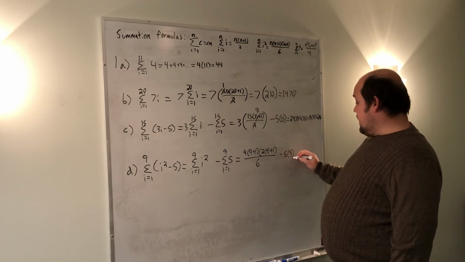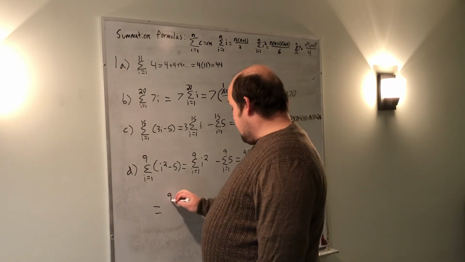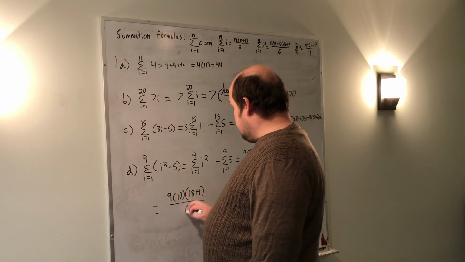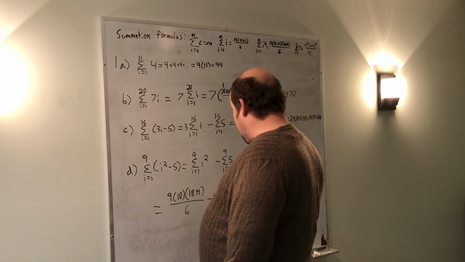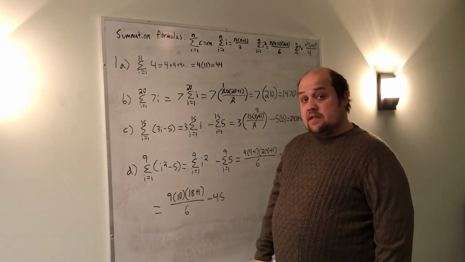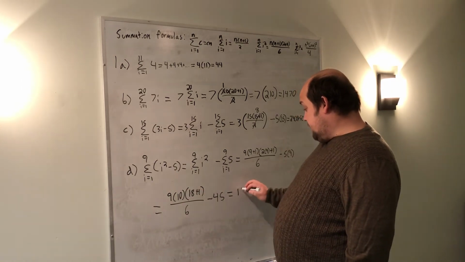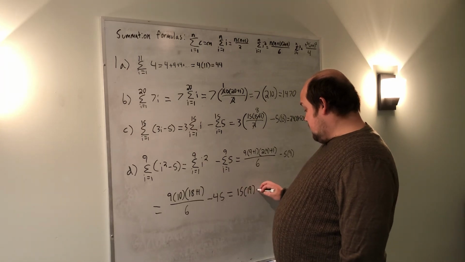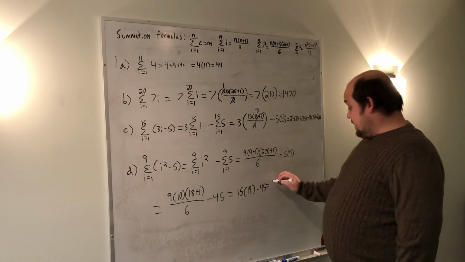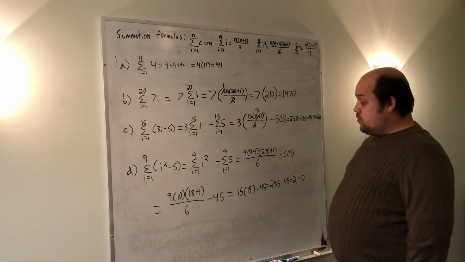5 times 9. So cleaning this up a little bit, on top I get 9 times 10 times 18 plus 1, still over 6. From that I'm subtracting 45. Here 6 does go into 90, 15 times. So this becomes 15 times 19 minus 45. We earlier did 15 times 19 just by coincidence. It gave me 285. If I subtract 45 from that, I get the correct final answer, 240.